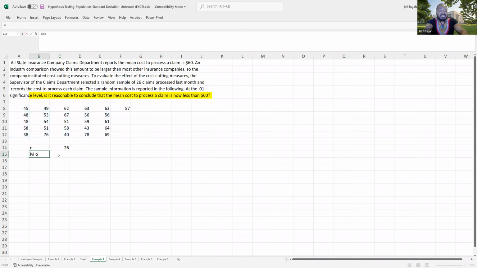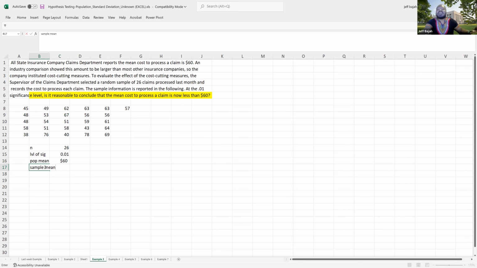And what's our level of significance? Our level of significance is 0.01, so 1%. The next thing is what's our population mean? That's easy, because it's tied to what we're being asked. The claim is less than what, $60. So that's our claim, and we know that's going to be 60. You can put $60 if you want to. So what's our sample mean?